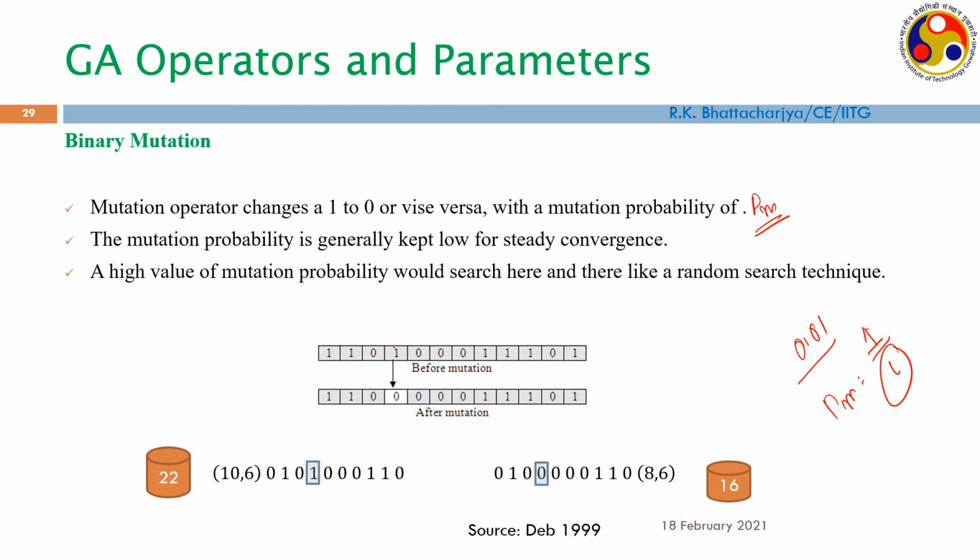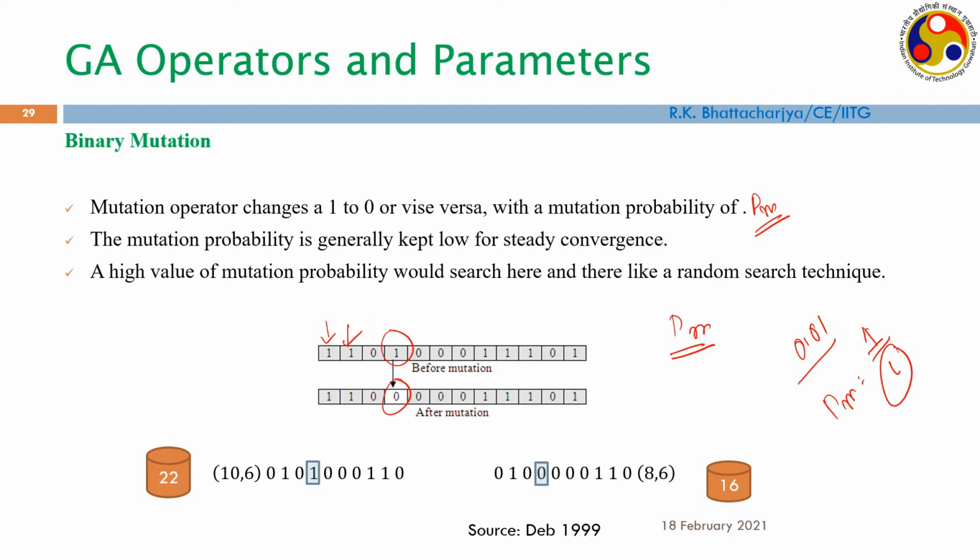So here, before mutation it was 1, and after mutation it is 0. And how to implement that one? With a mutation probability of PM. Suppose your cursor is here and you create a random number between 0 and 1. If the random number is less than the mutation probability, you will mutate it, otherwise you will not mutate it. Then you will go to the next bit.